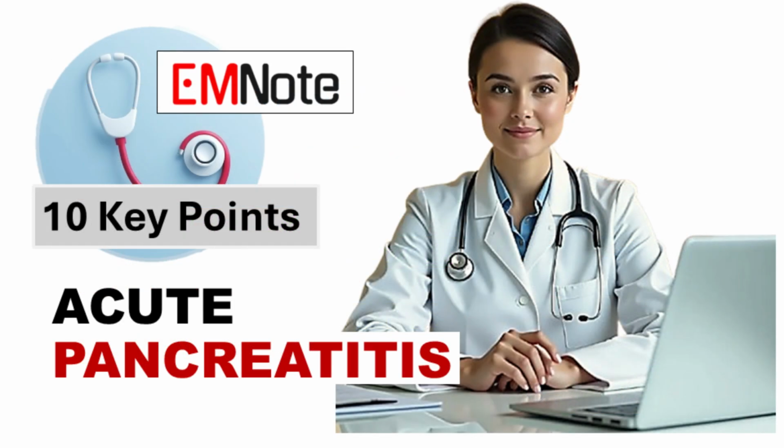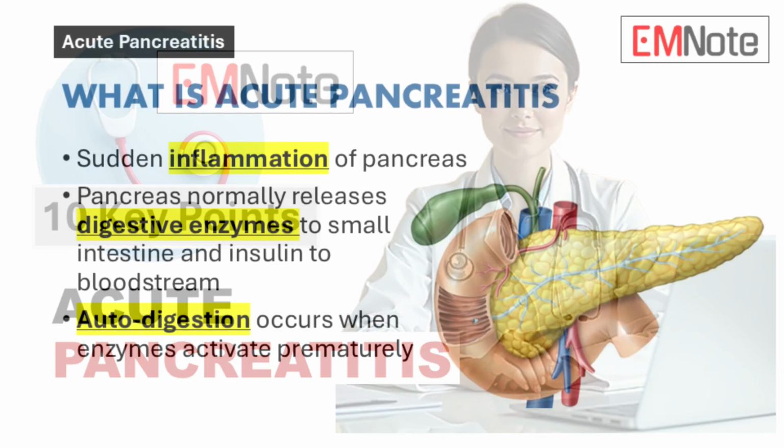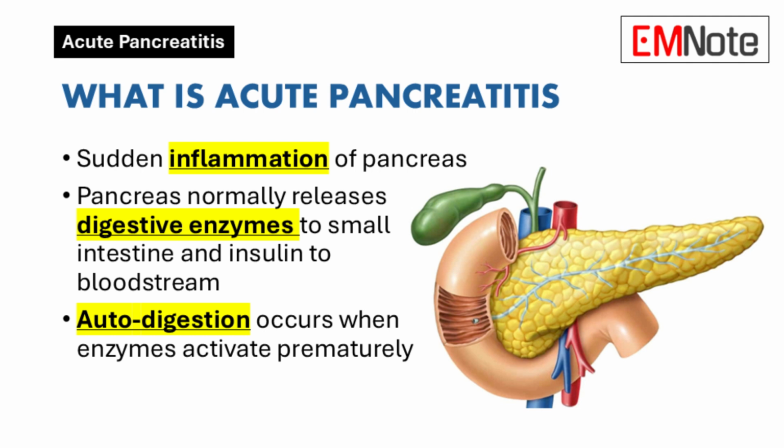10 key points about acute pancreatitis. Acute pancreatitis is a sudden inflammation of the pancreas. The pancreas is a gland located behind the stomach that is responsible for releasing digestive enzymes into the small intestine and hormones such as insulin and glucagon into the bloodstream.